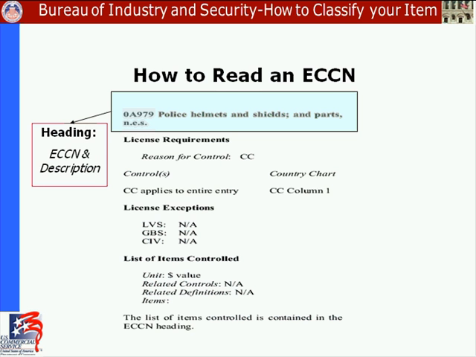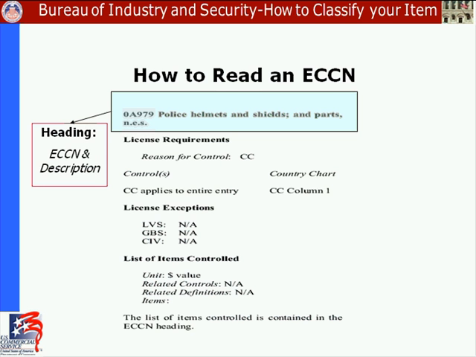And here you read the heading. This blue section we call the heading. 0A979, police helmets and shields and parts, not elsewhere specified. So that means these parts, if you don't see specified in any other ECCN number, then the helmet parts belong to here. Okay? So this is called a heading.